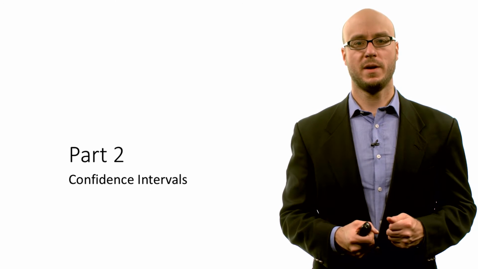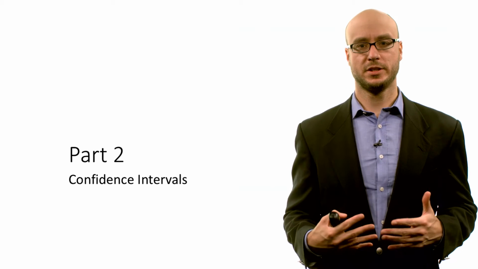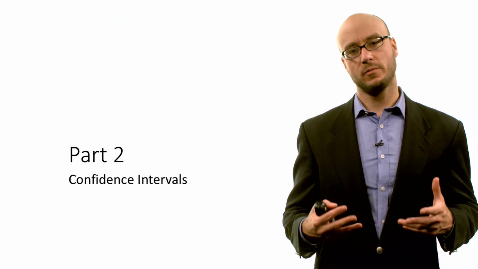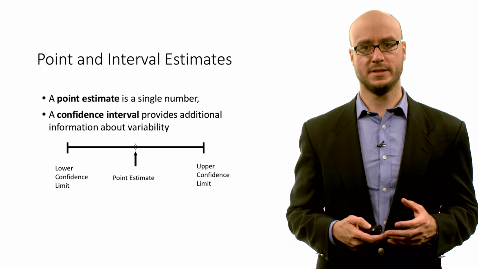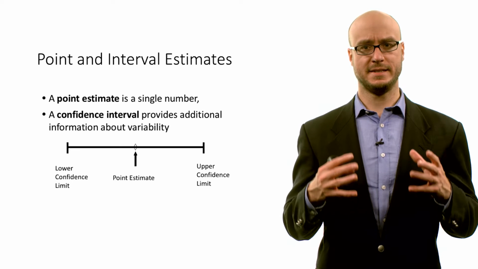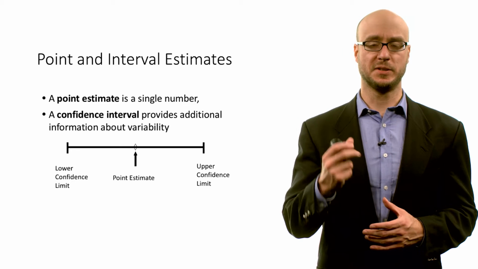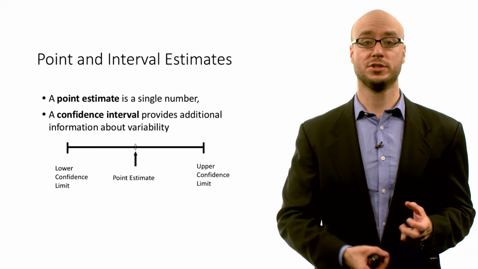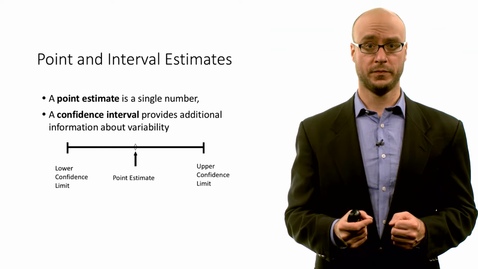So we've just talked about the idea of a sampling distribution of sample means, and then we've also talked about this idea of a point estimate. A point estimate is a single number. The sample mean is our single best guess without additional information for the population mean mu.